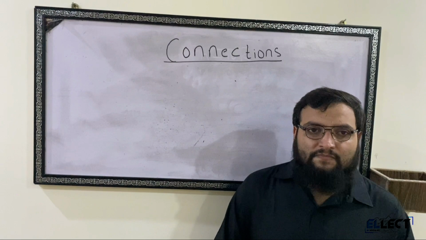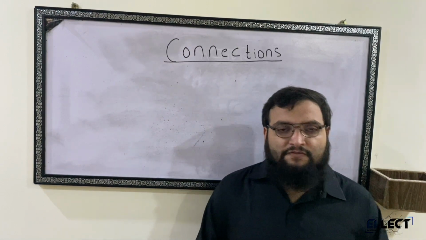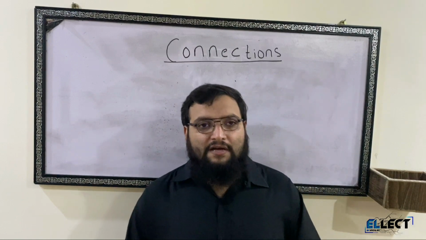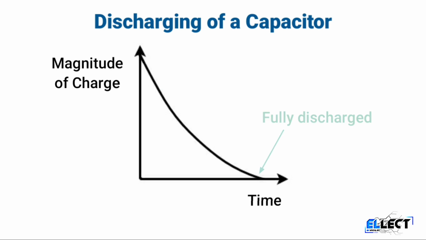Discharging of a capacitor: when our capacitor is fully charged and we are using the charge of the capacitor. The graph will be between time and the charge on the capacitor. You can see a curve which is going down, and when it becomes very flat and very low, the capacitor will be fully discharged. This process shows the discharging of a capacitor.